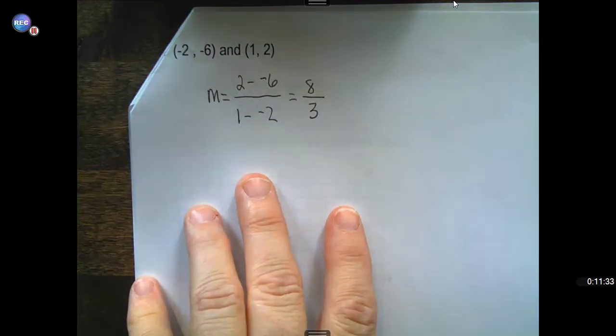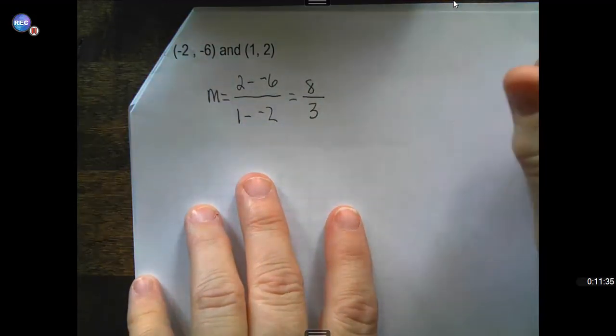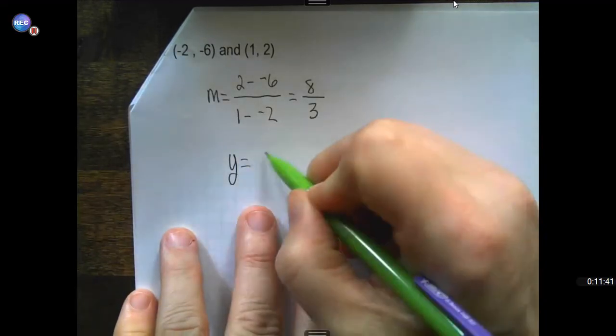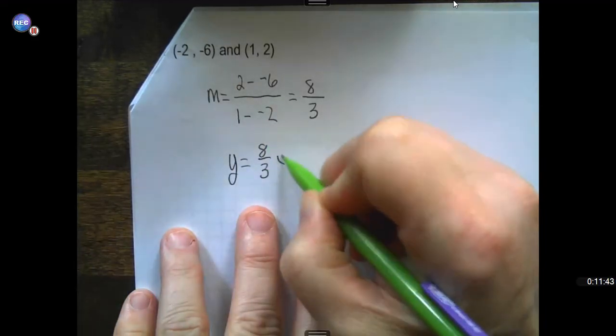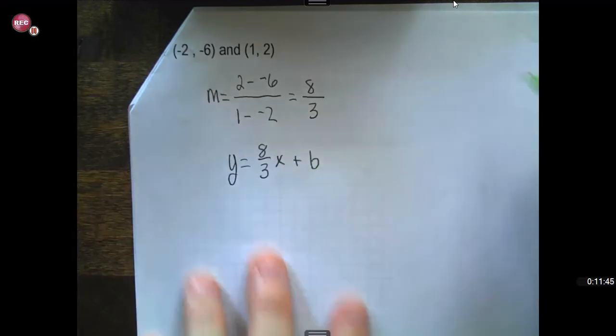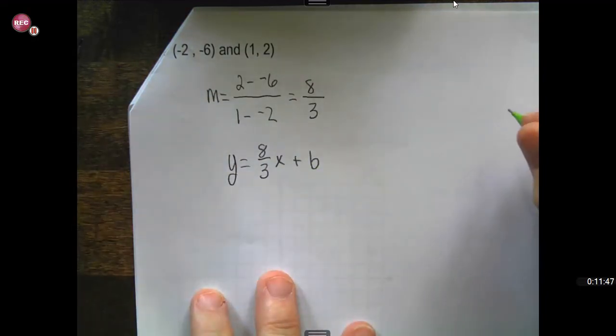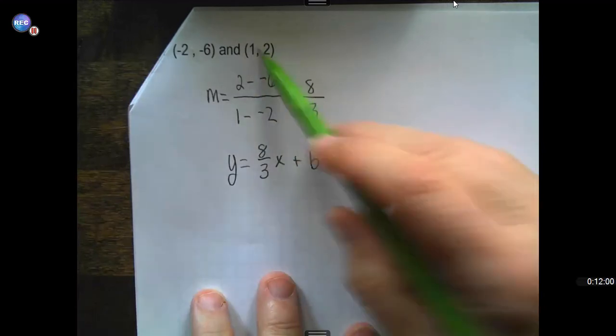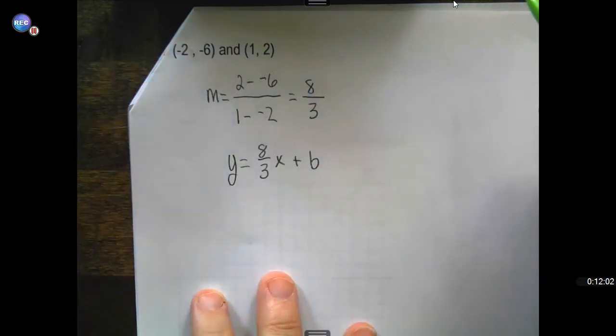So the slope of my line is 8/3. So far, I have y equals 8/3 x plus b. So now what I need to do is plug in a point. And it doesn't matter which point I plug in. It's going to be equally messy, and I'm going to have to deal with fractions. I'm actually going to plug in the point 1, 2, because no negatives. Okay, that's the simple reason.